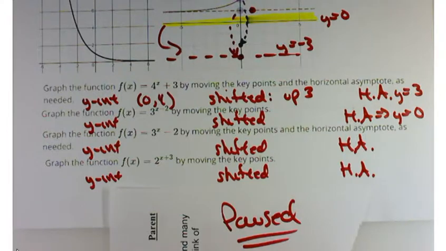So you want 3 to the 0 minus 2. Basically 3 to the negative 2 power.